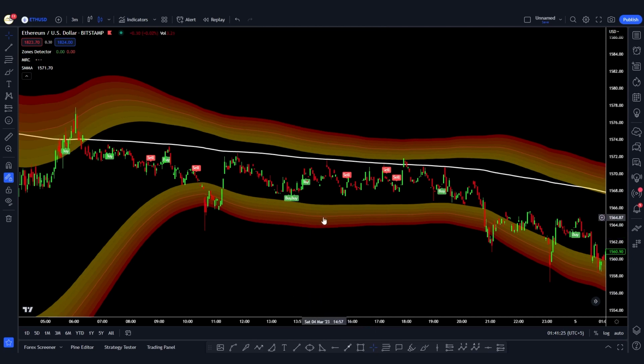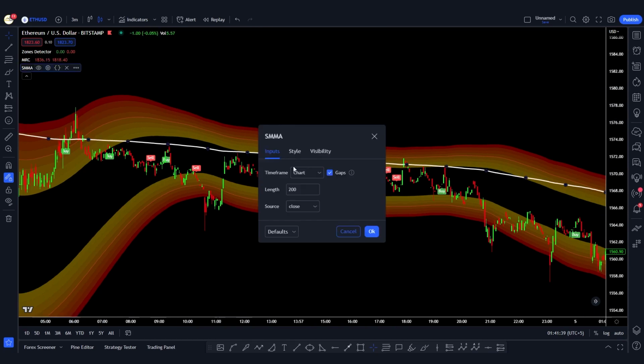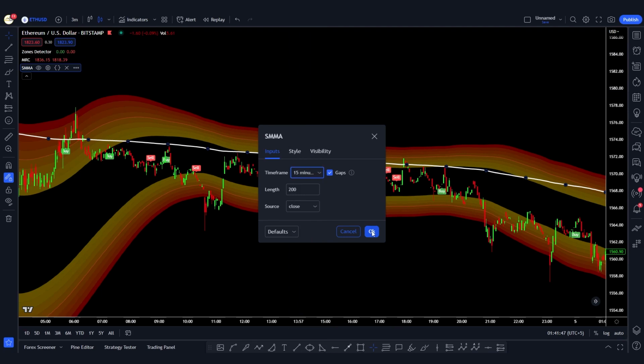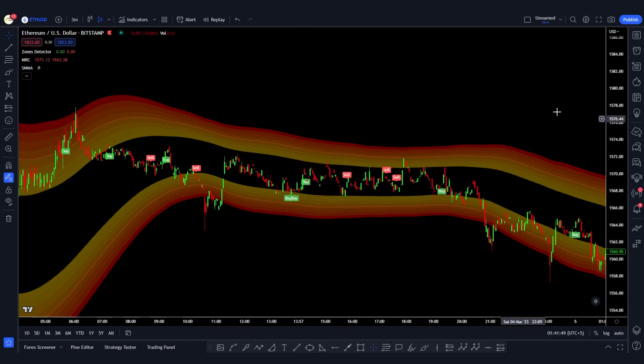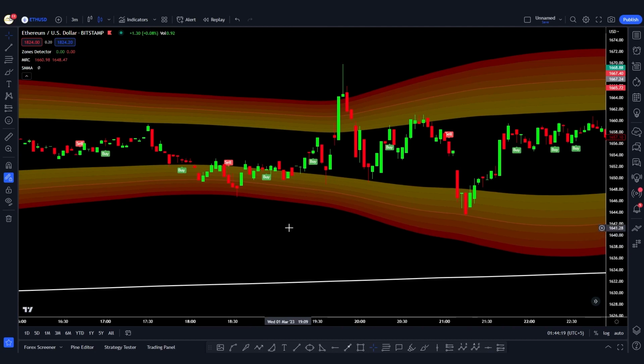As you can see, the channel will become a little bit tighter. And also in the SMMA line, we want to change the time frame from the chart to 15 minutes. As you can see, we're trading on the 30-minute time frame, so here we're gonna select the 15-minute time frame to move the SMMA line even further. So after these adjustments have been done, let's go ahead and take a look at some of the trades.